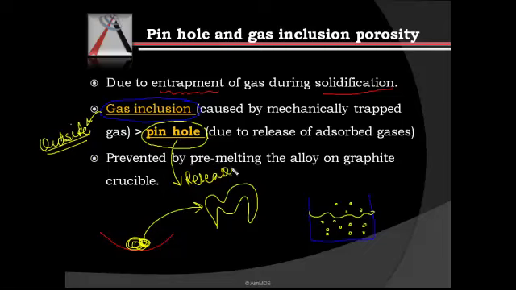So all this can be prevented by pre-melting the alloy in a graphite crucible, and this graphite crucible helps to reduce the formation of this kind of pinhole or gas inclusion porosities.